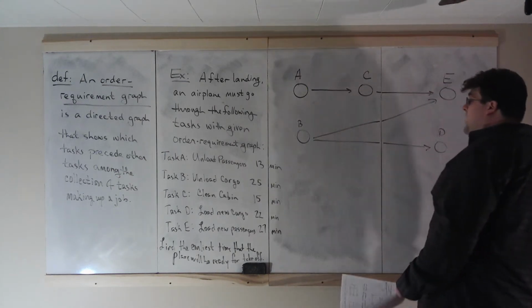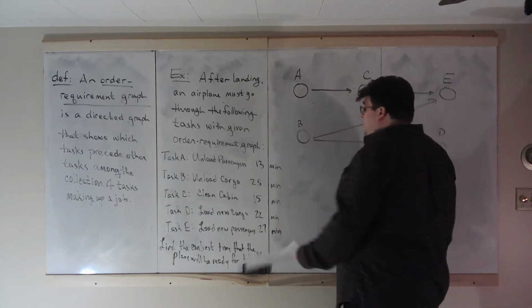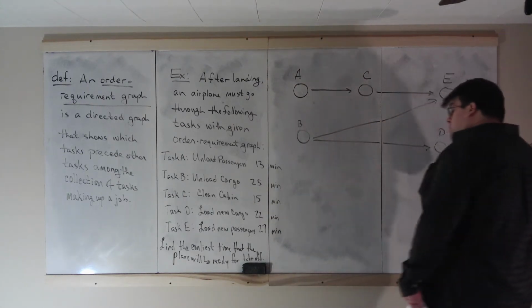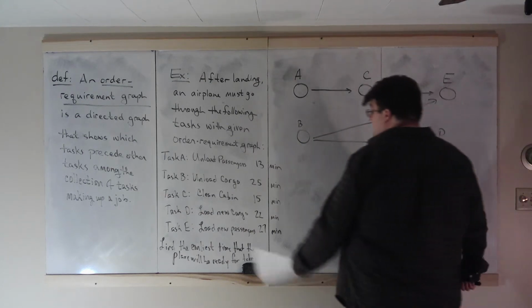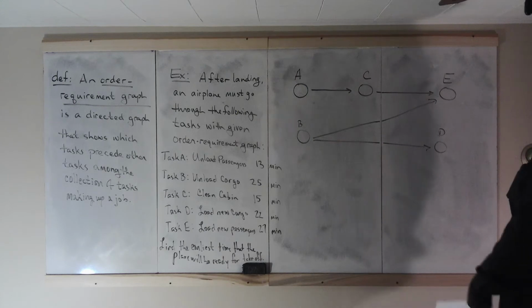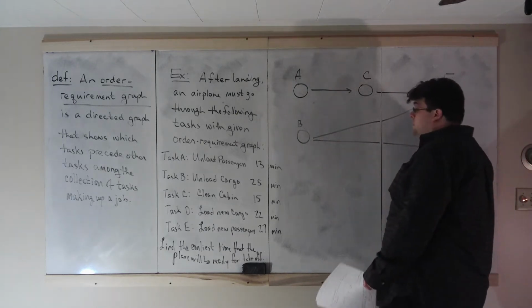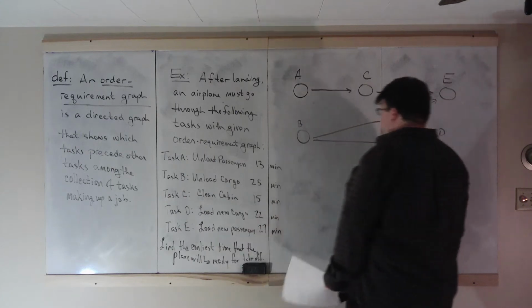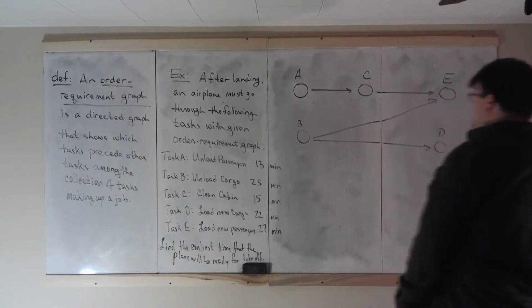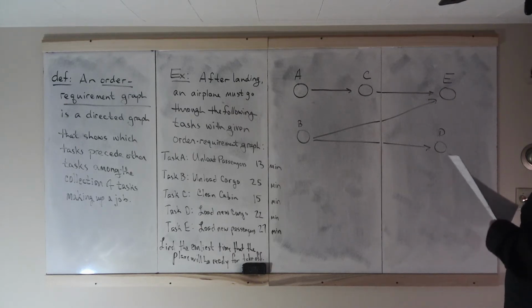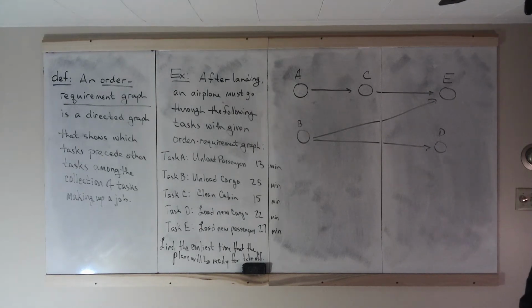Some of these tasks have to come first. You have to unload passengers before you can put new passengers on. You have to unload passengers before you can clean the cabin. You have to unload cargo before you can load new cargo. And according to the textbook, you have to be done unloading cargo before you can put new passengers on, for some reason. But we have these tasks, and we're given this order requirement graph.